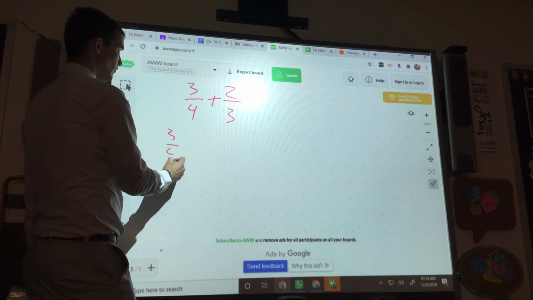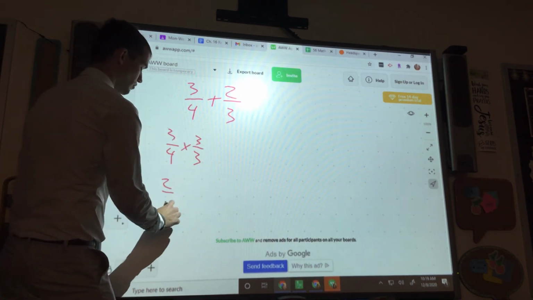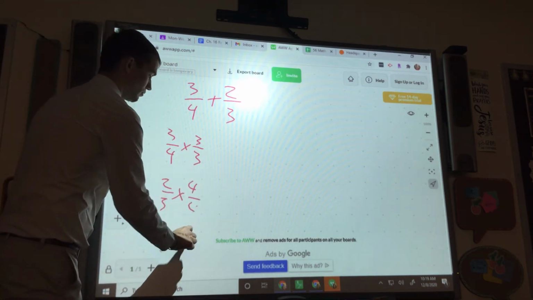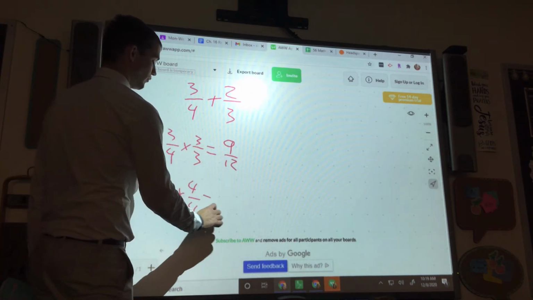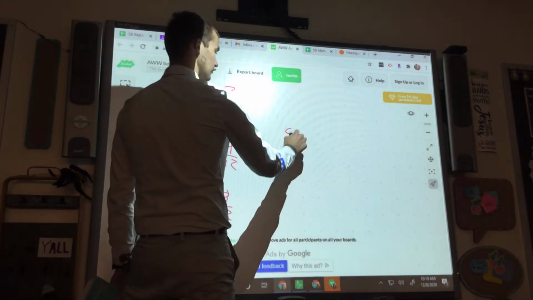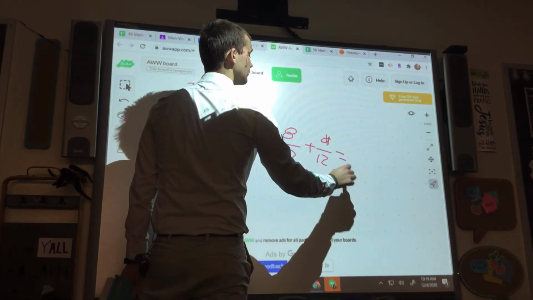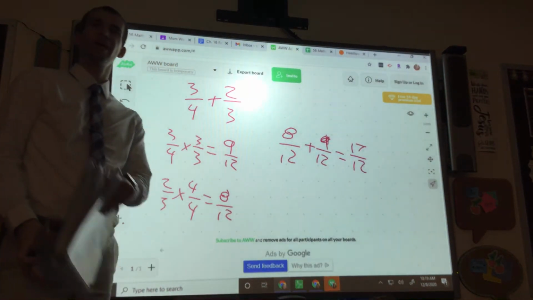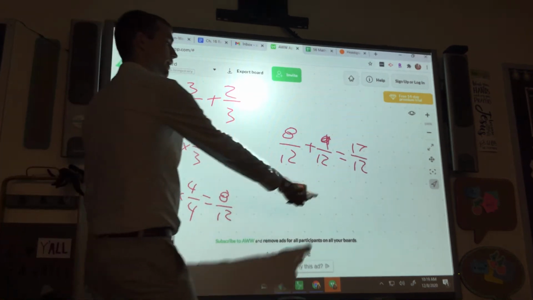So 3/4 times 3 over 3, and 2/3 times anyone? 4 over 4. 3 times 3 is 9 over 12. 2 times 4 is 8 over 12. 8 12ths plus 9 12ths. 8 plus 9 is 17 over 12. What do we do with that? Do we just leave it? No. This is an improper fraction.